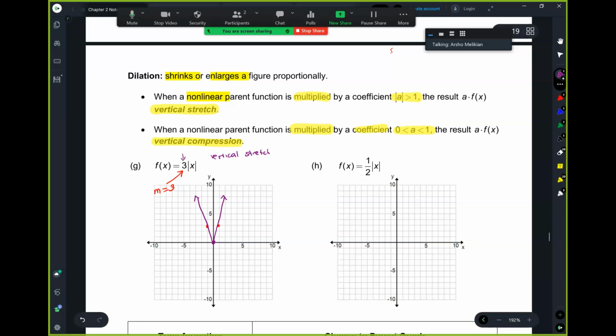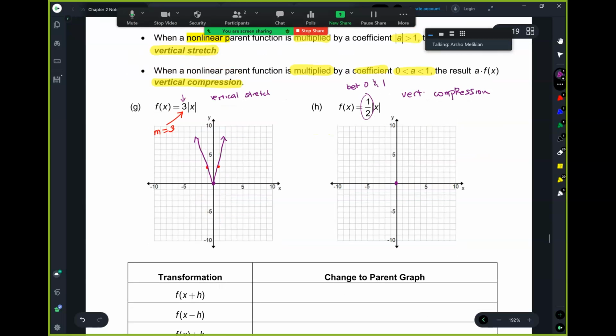What about the other one? Is it a vertical stretch or a compression? Compression, because since this is between 0 and 1, it's a vertical compression. The vertex stays the same, and now the slope is 1 over 2. So I go up 1 over 2, up 1 over 2, and you see how it looks like it's been compressed, so it's wider, okay?